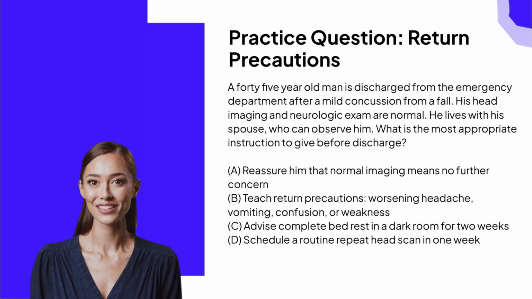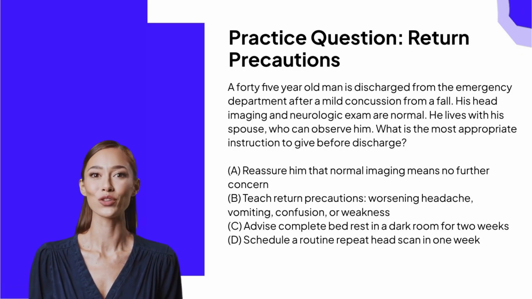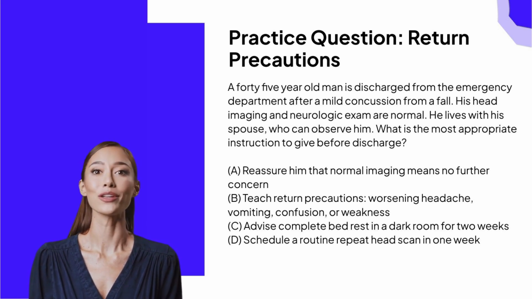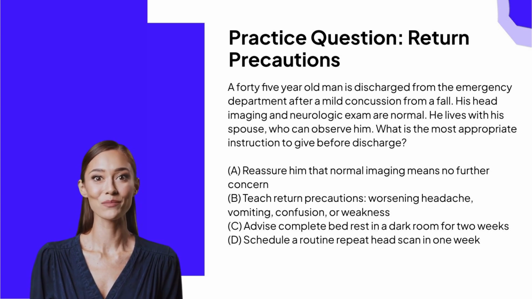Here is our third practice question, and it is about return precautions. We have a 45-year-old man discharged from the emergency department after a mild concussion from a fall. His head imaging is normal, and his neurologic exam is normal. He lives with his spouse, who can observe him, and he asks what he should watch for at home. We are asked for the most appropriate instruction to give before discharge.